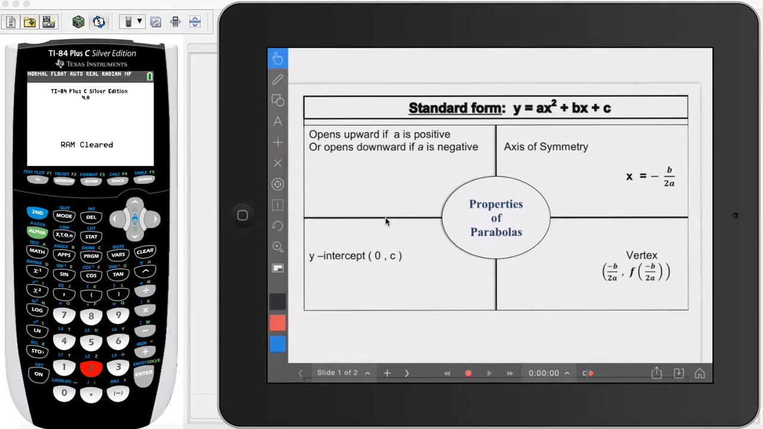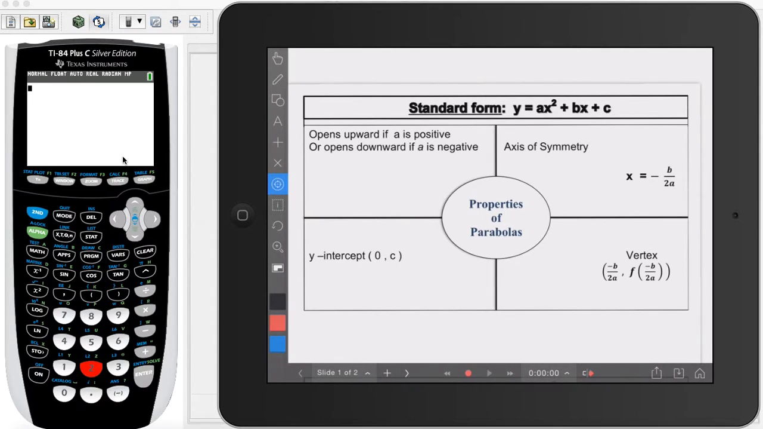We'll be talking about graphing quadratic functions in standard form: y equals ax squared plus bx plus c. Now a is the same thing as before. What a tells us is whether the graph is going to open upward or downward. If a is positive, then the graph will open upward. If a is negative, then the graph will open downward. But we will see that once we graph it on the calculator as well.